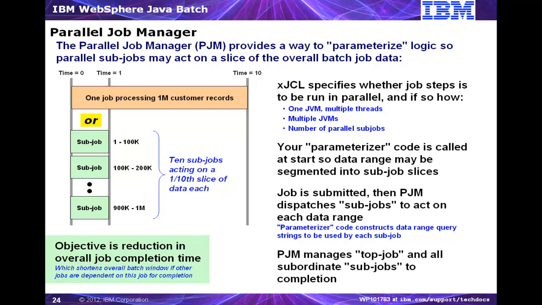It's based first on the nature of the job and the data and whether it lends itself to parallel processing. If so, then the Parallel Job Manager provides a framework in which the job may be split into parallel sub-jobs. One piece of that framework is the call by the container to your parameterizer code that creates the logic used to select the data ranges for each sub-job. The rest of the framework provides facilities to coordinate and manage the sub-jobs as part of a larger top job.